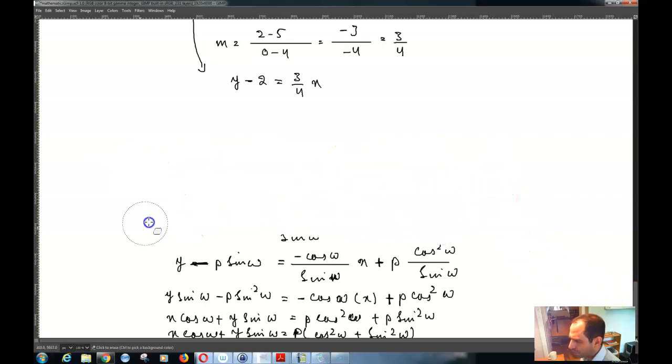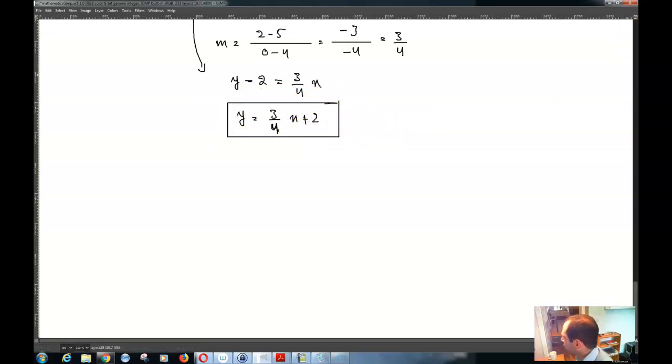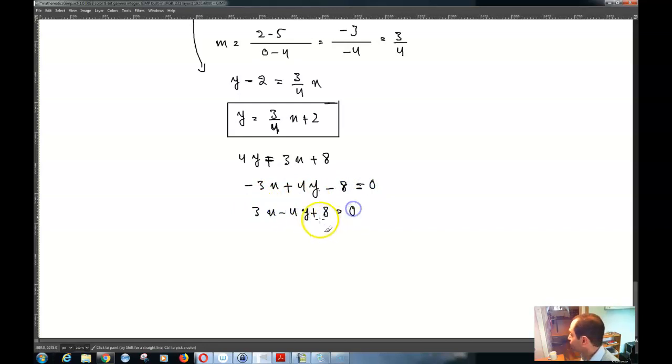So what that means is that you can write y is equal to 3/4 x plus 2, and that is the equation of the median of that triangle through vertex R. So question number 9: you can write it as 4y is equal to 3x plus 8, and then negative 3x plus 4y minus 8 is equal to 0, and then 3x minus 4y plus 8 is equal to 0, which is the exact equation that they have gotten in the book. That is the equation of that median.